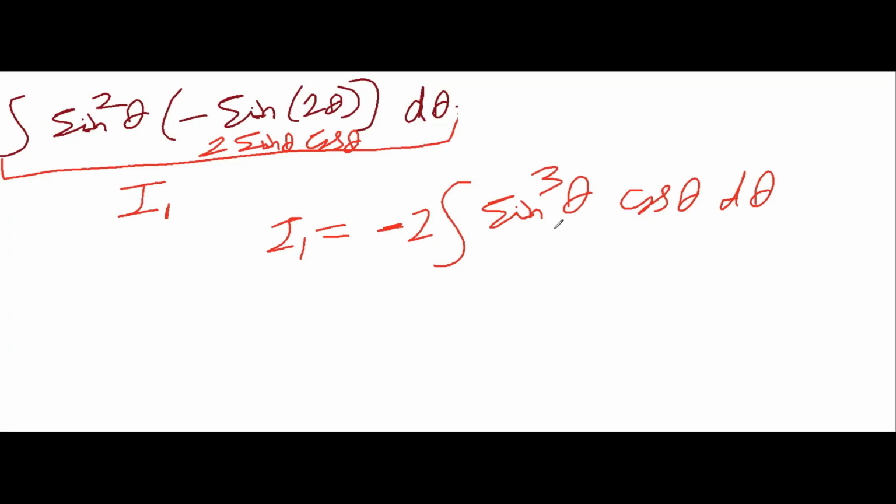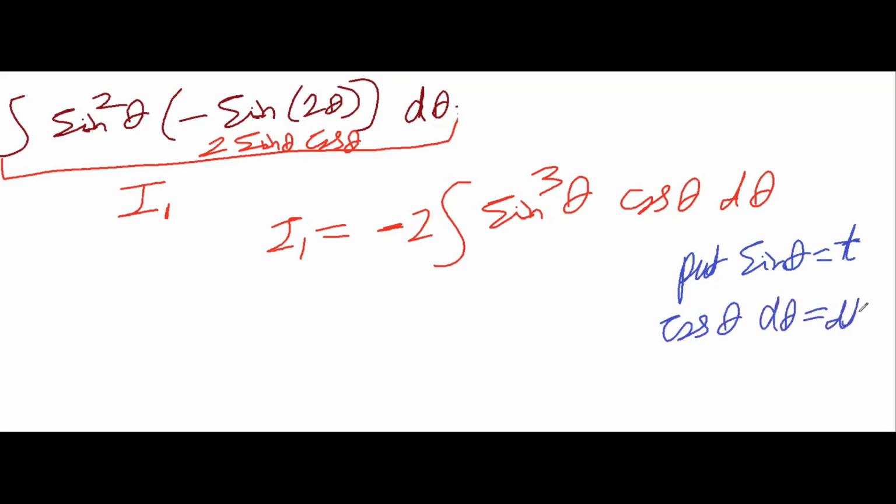What are the factors? One factor is cos theta, second is sine theta or sine square theta or sine cube theta. Which factor is more complex here? The complex factor is sine theta. Why? Because the power of 3 is there, whereas for cos it is not there. So what will you do? You will put sine theta as t. Now you will differentiate this. Derivative of sine theta is cos theta d theta is equal to dt.